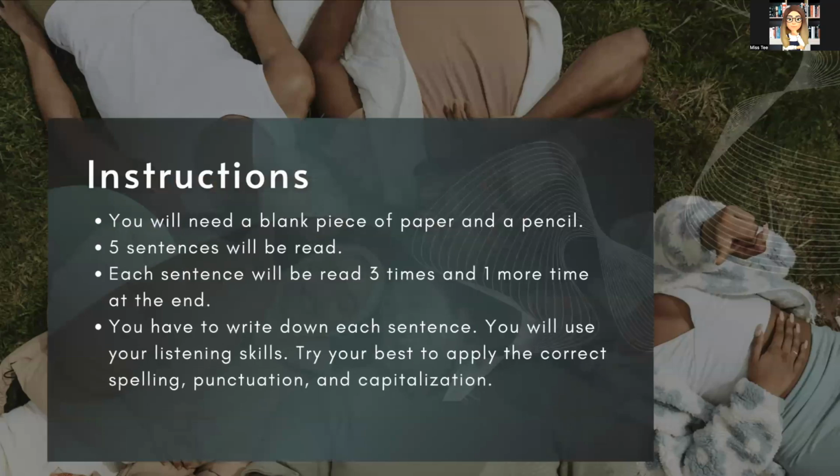So the instructions for the activity: you will need a blank piece of paper and a pencil. 5 sentences will be read. Each sentence will be read 3 times and 1 more time at the end. You have to write down each sentence as you hear it, and you will use your listening skills to do this. Try your best to apply the correct spelling, punctuation, and capitalization as you write down each sentence.